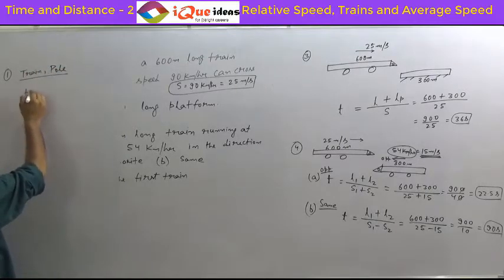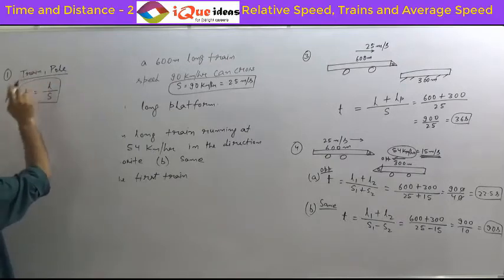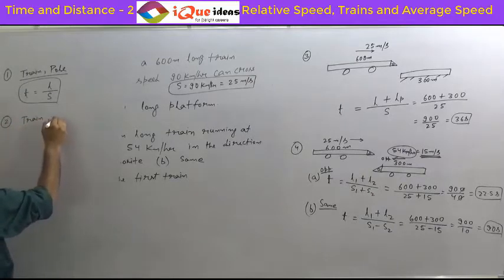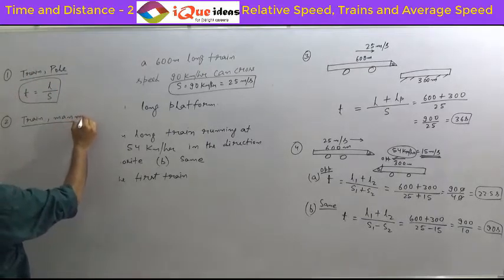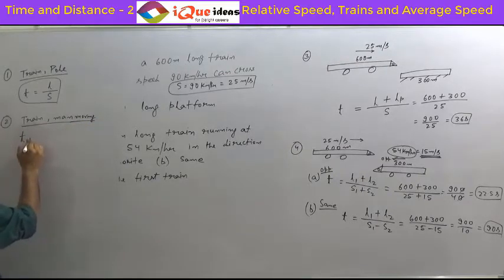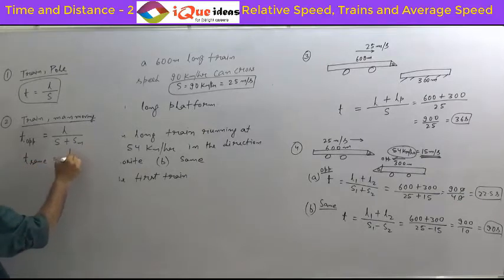Remember, first case, time taken is equal to length of the train divided by speed of the train. So train to cross pole. Second, train, man. Now if the man is stationary, then it has to be same as the pole. But if it is man moving, then two cases. Time in opposite direction is equal to length of the train divided by speed of the train plus speed of the man. Time in same direction is equal to length of the train divided by speed of the train minus speed of the man.